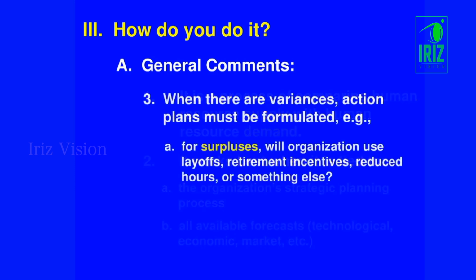How will you be doing it in the organization? This one is when there are variances. If there are surpluses in the organization, they used to go for layoffs, retrenchments, retirement incentives, reduced hours, or they'll be having their own planning methods in their organization. So layoffs, and then recently talking about retirement incentives.